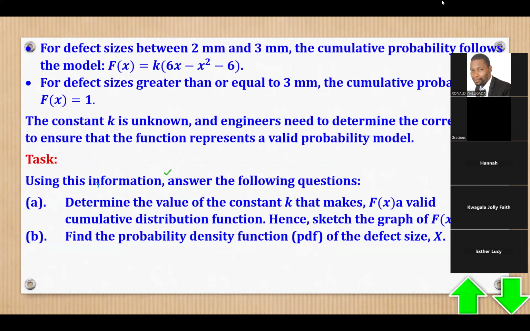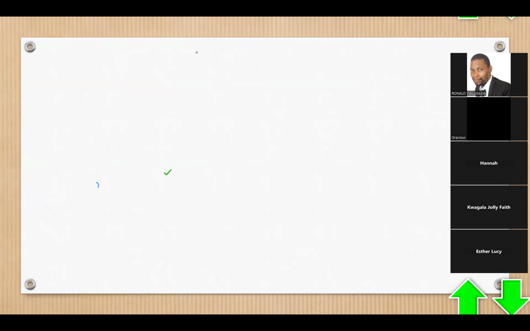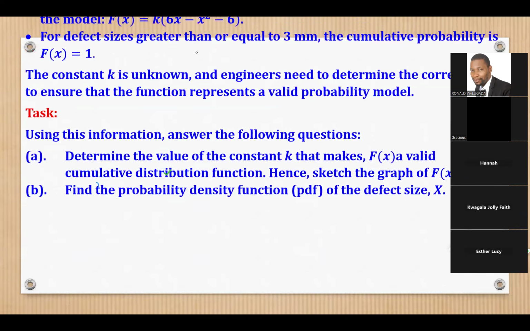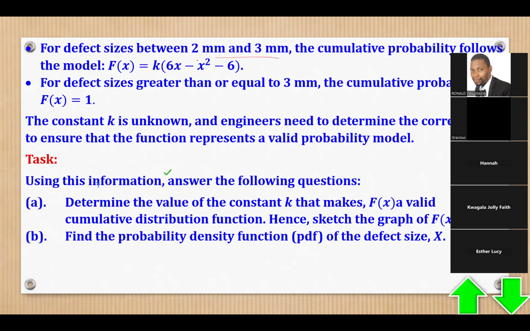The defect sizes between 2 and 3, the cumulative probability follows a model of this. So this one is from 2 to 3. Then for those greater than or equal to 3, so x greater than or equal to 3, this is the function. The good thing here is they have already given us the functions.